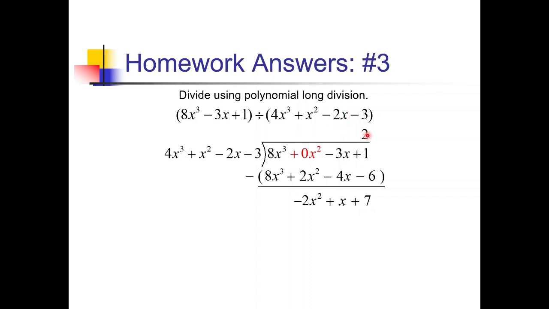So we have a quotient of just 2 and a huge remainder of negative 2x squared plus x plus 7, all over this divisor, 4x cubed plus x squared minus 2x minus 3.